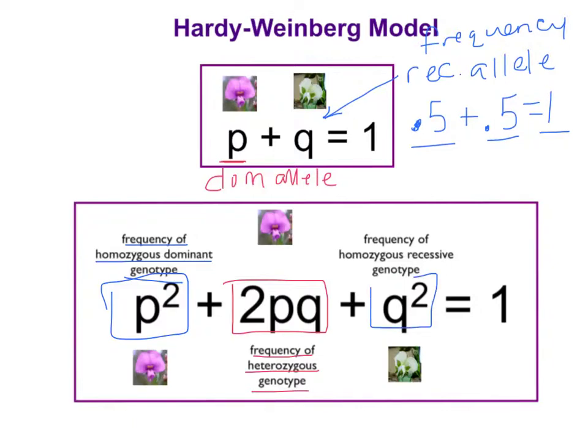And then right here, q squared represents the frequency of the homozygous recessive genotype. So once we know the frequencies of each of our alleles, we can plug those values into this equation and determine the frequency of the different genotypes. What is the percentage of individuals in a population that have that particular genotype? And how many individuals in a given population can we expect to have this genotype? That's how we can use these formulas.